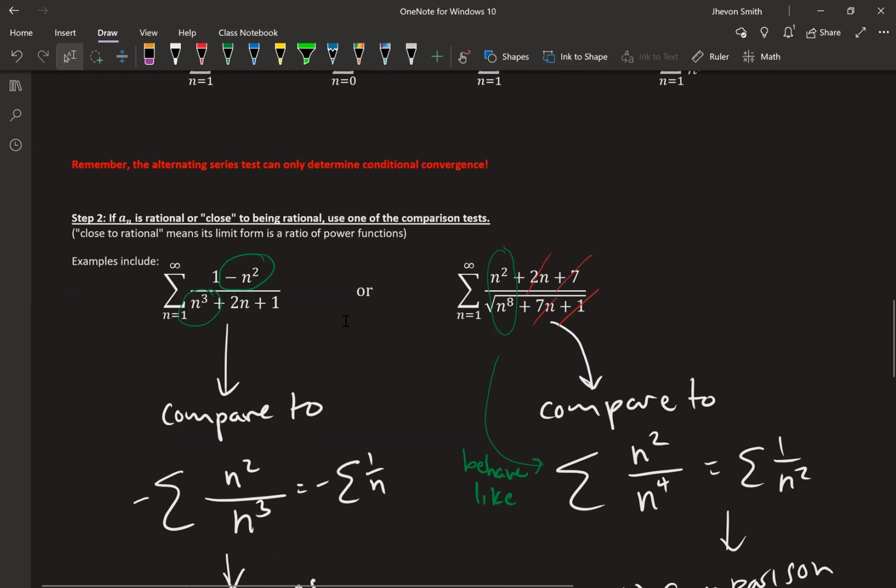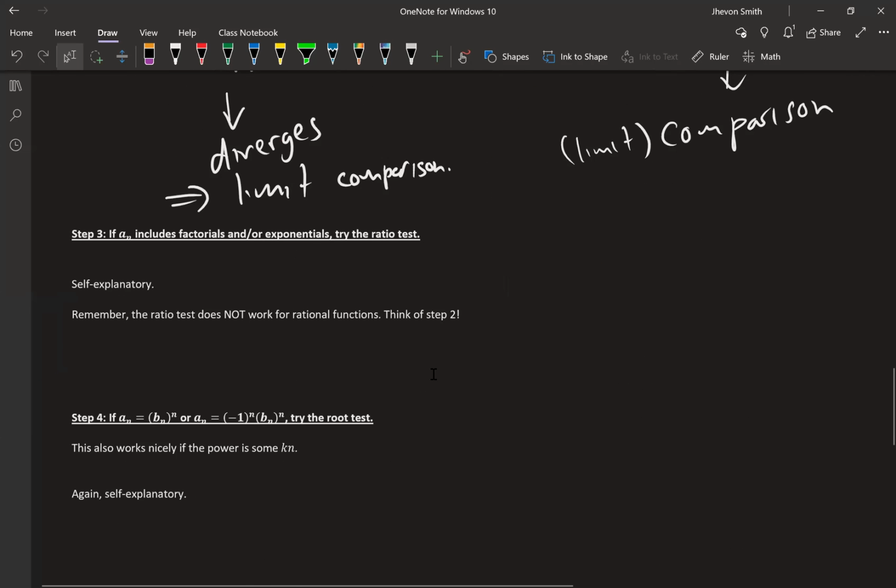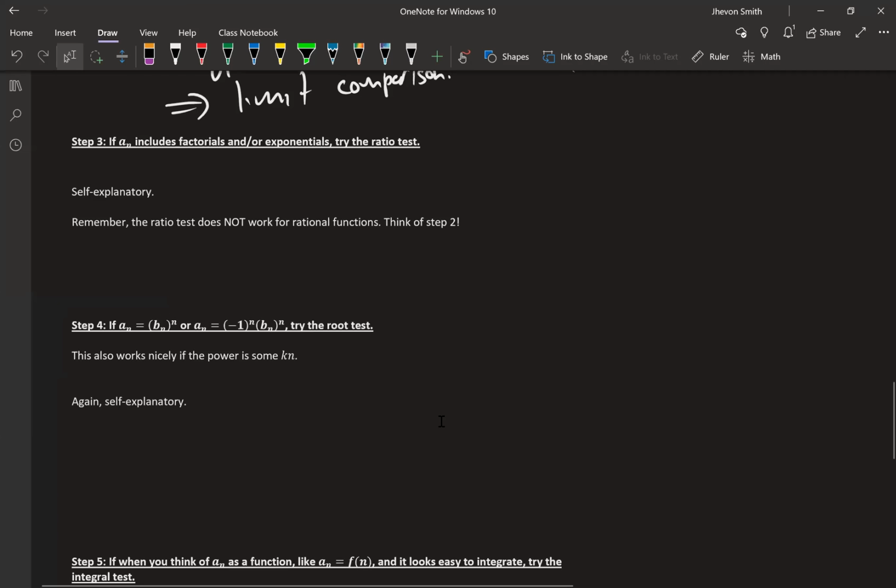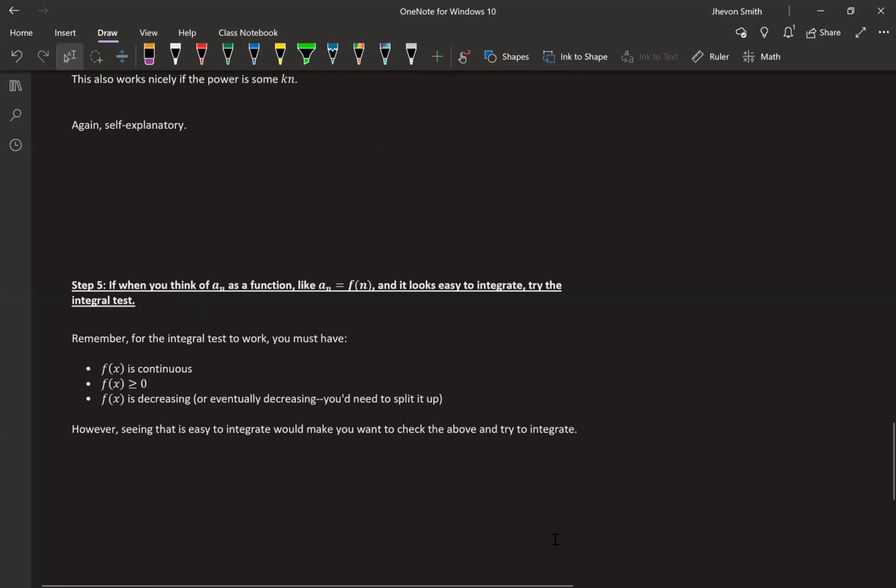Then you're going to check, is it a rational function? Or is it something that's close to a rational function when I ignore the terms that I don't care about? Then you should use a comparison test. Does it contain factorials and/or exponentials? Then the ratio test is going to be a good idea. Does it have something to an nth power? Then the root test is going to be a good idea. Is it easy to integrate? Then the integral test might be a good idea, provided that these three bullet points are fulfilled. You have to have those or the integral test does not apply. And yes, whenever you're showing that you're applying one of these tests, I do expect you to show that the scenario that makes the test valid is actually fulfilled.